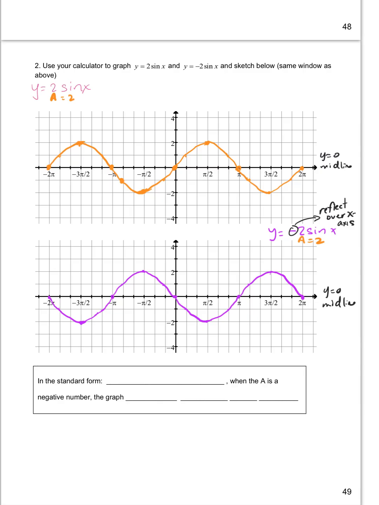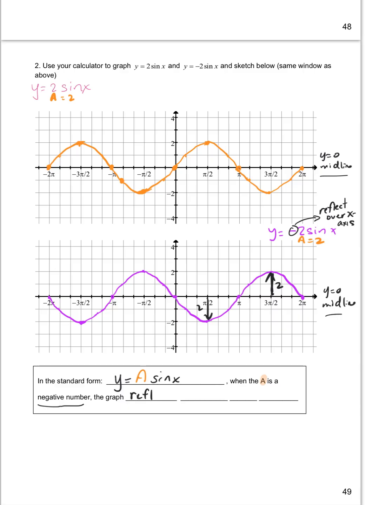And again, I put the y equals the midline for each of these, okay? And so the thing to think about too is this is your amplitude. From here to here is a 2. From here to here is a 2, not a negative 2, a 2. That's the distance measurement. So we want to fill out this box. Let's go in standard form. y equals a sine x. So when a is negative, make sure you're talking about negative here, the graph reflects over the x-axis.